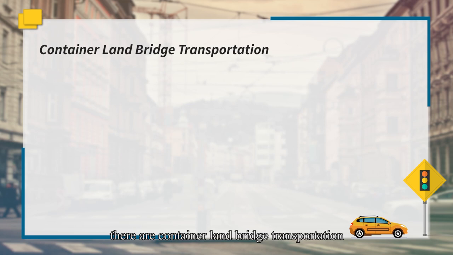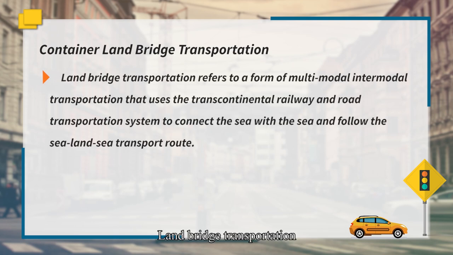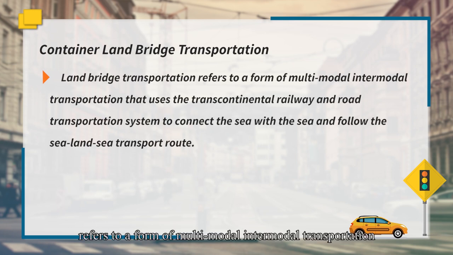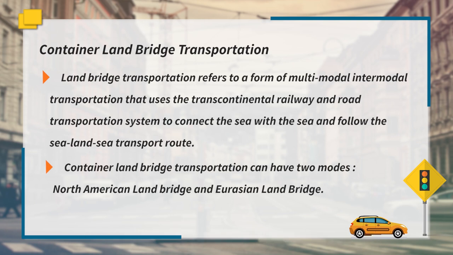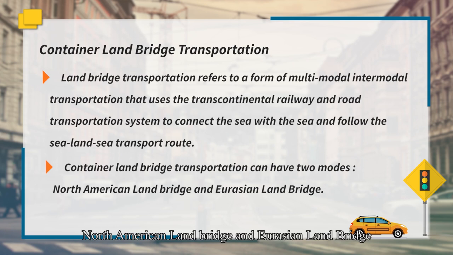In addition, there is container land bridge transportation. Land bridge transportation refers to a form of multimodal intermodal transportation that uses the transcontinental railway and road transportation system to connect the sea with the sea and follow the sea-land-sea transport route. Container land bridge transportation can have two modes: North American land bridge and Euro-Asian land bridge.